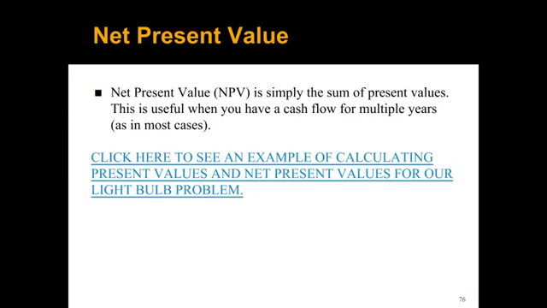So one other term for you is once you've found all these present values, if you have a bunch of different present values, which you would if you're doing a cash flow, the net present value is simply the sum of all the present values. And this is useful when you have a cash flow for multiple years, which happens a lot in the energy field. So I'm not going to go over it in depth, but before you start doing these calculations in Excel, look at the light bulb cash flow diagram and how I calculate the present value and the net present value by clicking on this link.